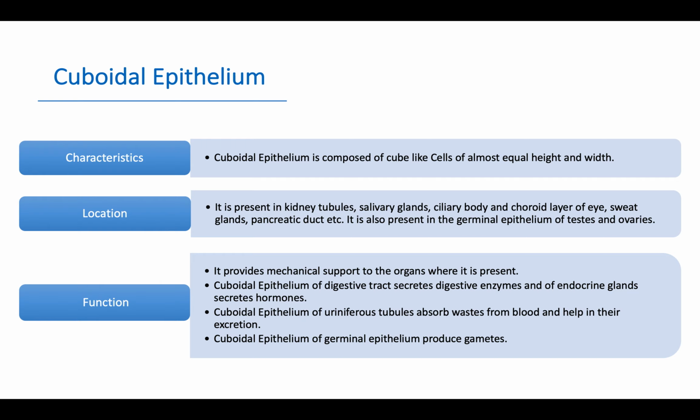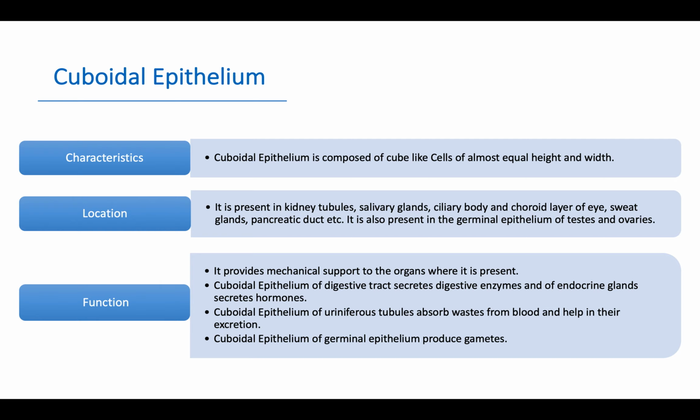Location of cuboidal epithelium. It is present in kidney tubules, salivary glands, ciliary body and choroid layer of eye, sweat glands, pancreatic duct, etc. It is also present in the germinal epithelium of testes and ovaries. Functions of cuboidal epithelium.